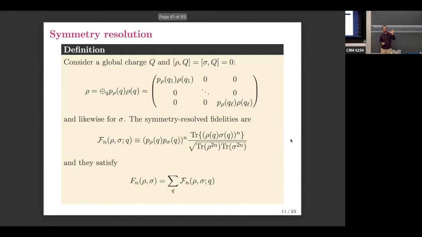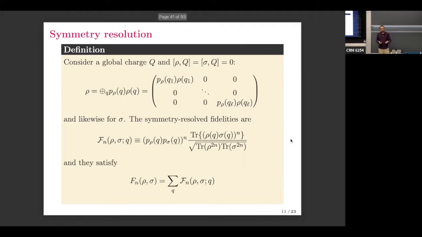The total fidelity is obtained as the sum over each subsector of this calligraphic F of Q. So it means that if you compute F of Q, you have all the information about the given charge sector, which contributes to the total fidelity. So in that sense, it's a symmetry-resolved fidelity, but you could define it otherwise, and it's probably also interesting. But okay, it's just the beginning.